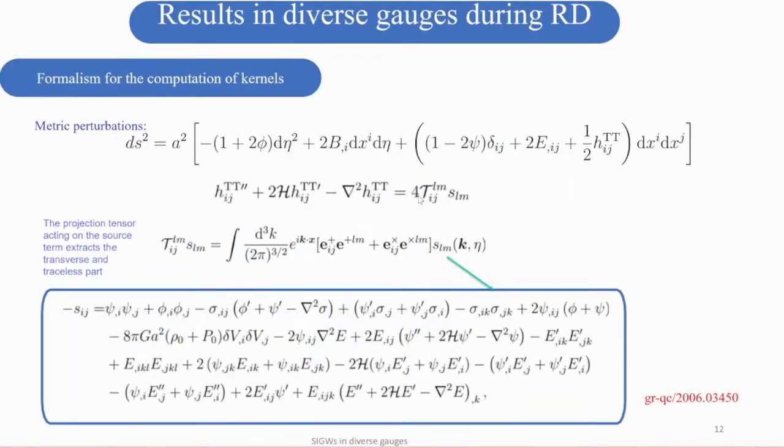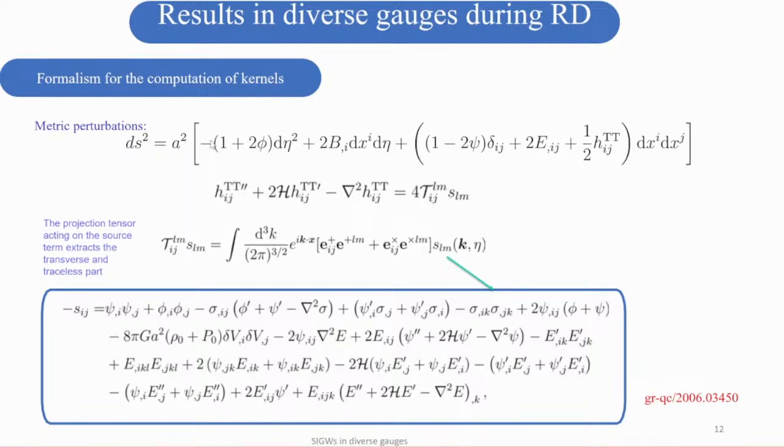So now let's talk about the results of scalar-induced gravitational waves during radiation domination. Here RD means radiation domination. Forgive me that I didn't write the detail. What I mean by RD is the radiation dominated era. So here we talk about the formulation.